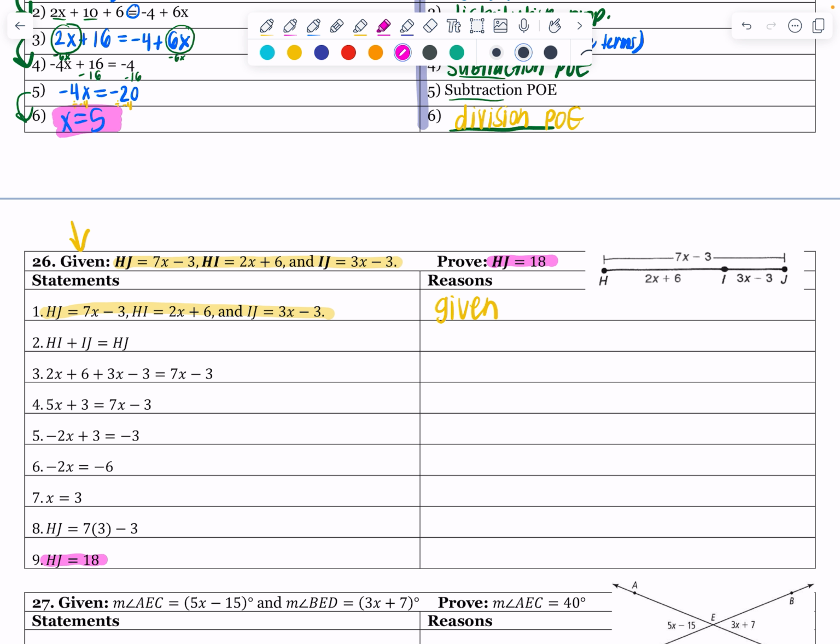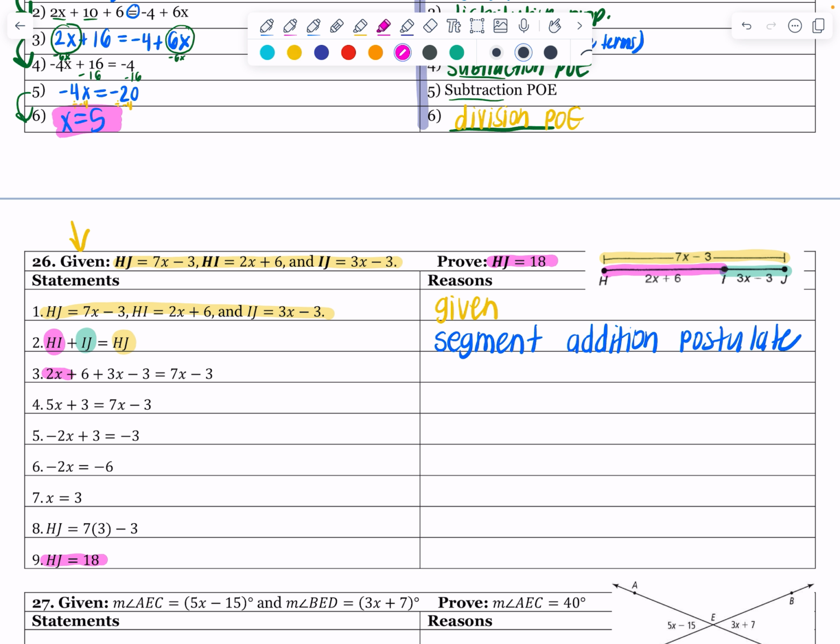So how do we know in our second step that H to I, which is pink, plus I to J, which I'm going to do in green, is equal to the whole thing, H to J, 7x minus 3? That is going to be one of our segment postulates, our segment addition postulate. It says that the smaller pieces of a segment add up to the whole. And then it allows you to actually go through and substitute in.